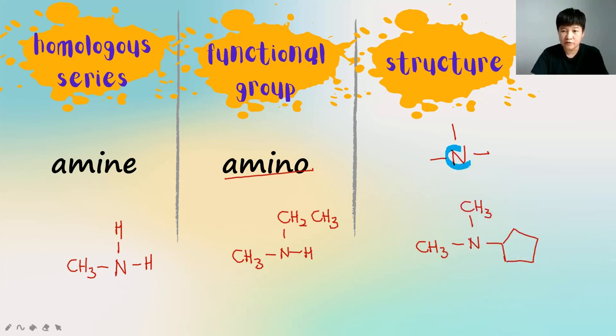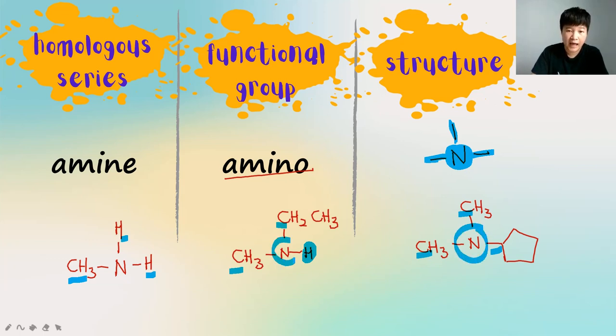So the three bonds that the nitrogen is holding can be bonded to hydrogen, and can also be bonded to carbon. Okay, it can be bonded to hydrogen or carbon, like that. All of this is still your amine, because they have the functional group of amino. That is your amino. The N itself is the amino. Okay, simple. So it's not necessarily bonded to carbon only or hydrogen only. It can be a mixture of carbon and hydrogen.